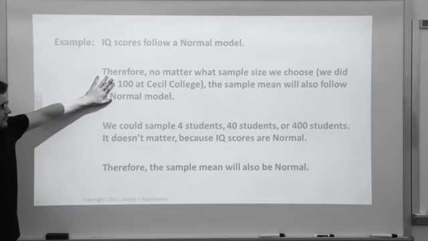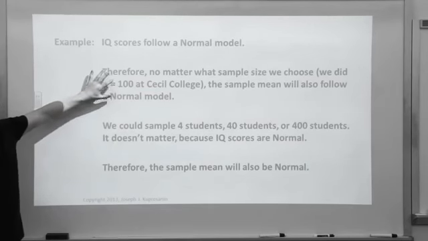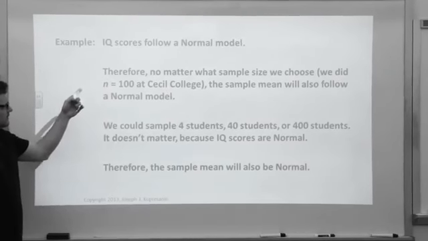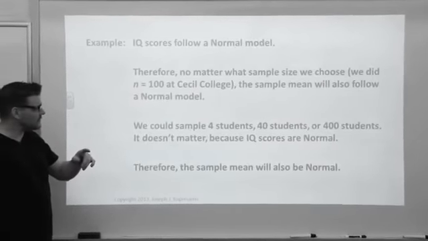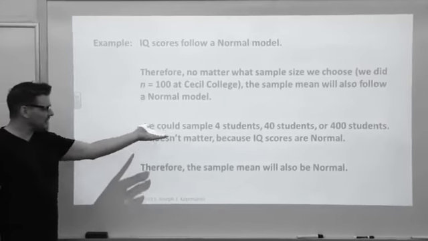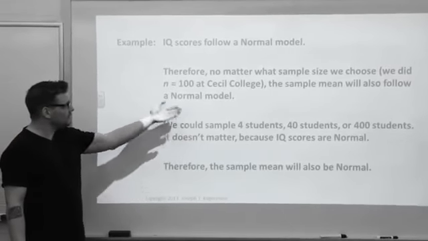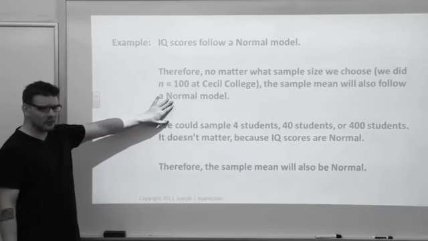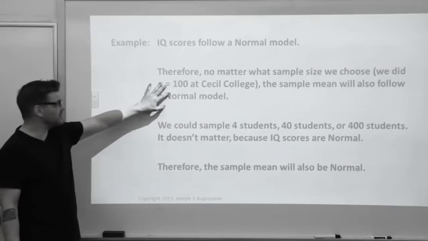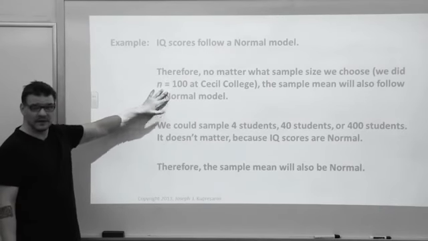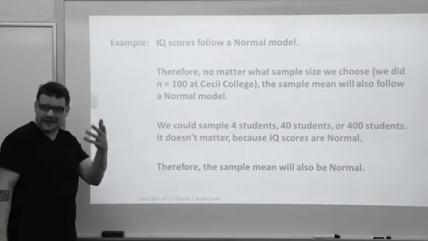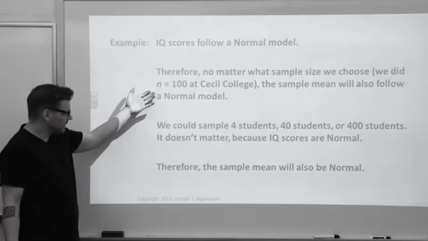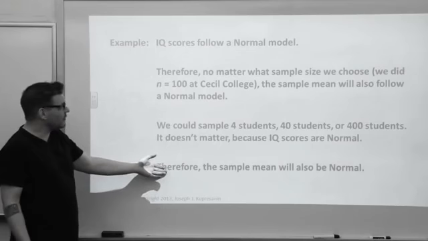Therefore, no matter what sample size we choose, say I took 4 students, say I took 40 students, 400, it doesn't matter. Because IQ scores are normal, no matter what sample size I choose, the sample mean will also follow a normal model. At Cecil, we just happened to take 100 students and then simulate. We had to imagine taking all these repeated samples. We'd never do this in reality. The sample mean will also be normal.